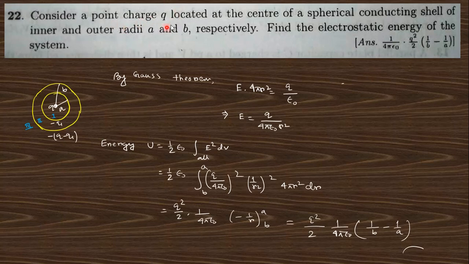Consider a point charge q located at the center of a spherical conducting shell of inner and outer radius a and b. There is a charge spread on the inner shell and outer shell respectively. Find out the electrostatic energy of this system.